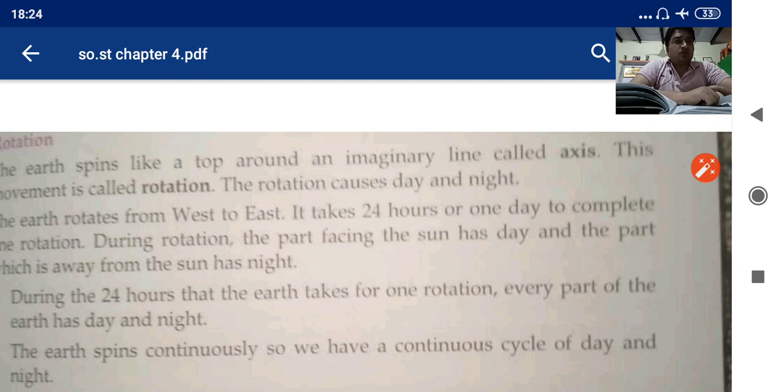This rotation causes day and night. Important thing. Rotation causes day and night. And the direction we have studied is west to east. It takes 24 hours or 1 day to complete one rotation. So it takes a complete 1 day for one rotation. That's why we have 24 hours.